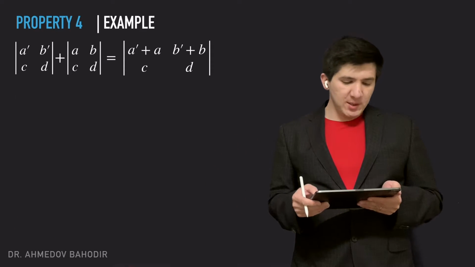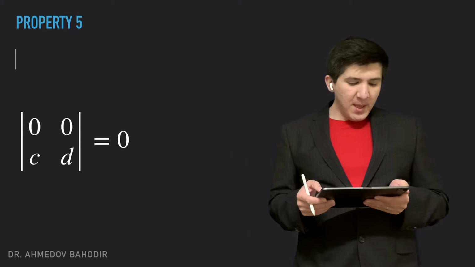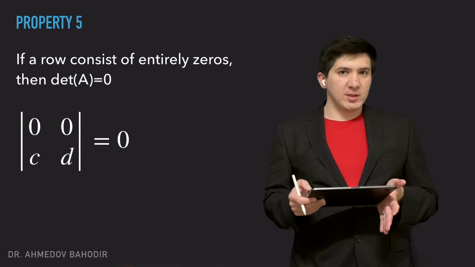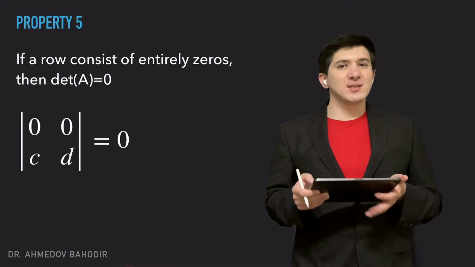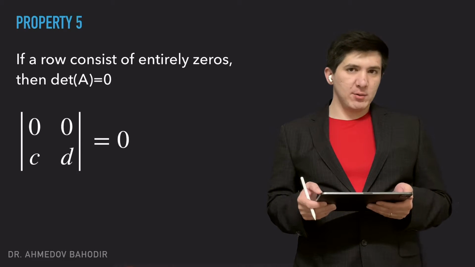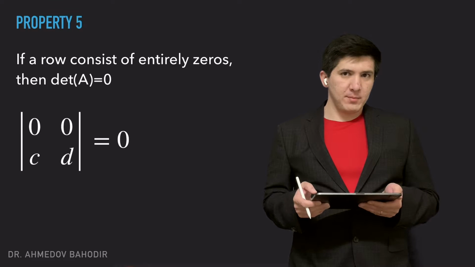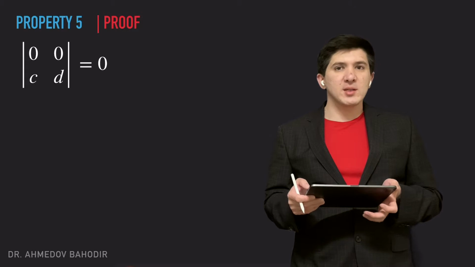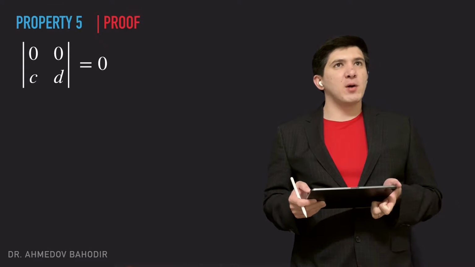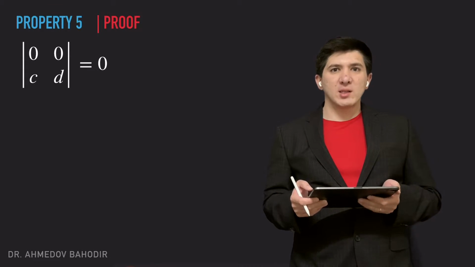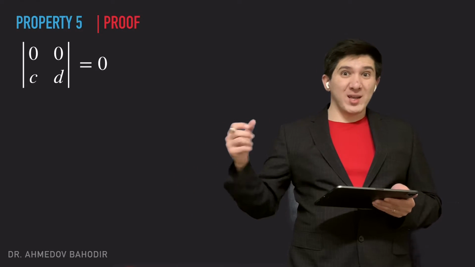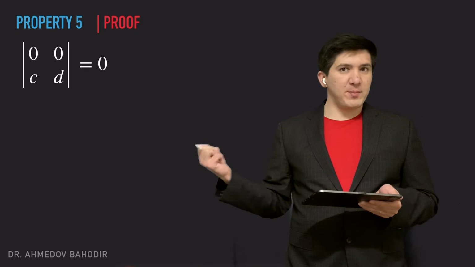So you see, it's a really strange property, but it helps us a lot to build our next property, which is property number 5. It tells you that if one of the rows of your matrix consists entirely of zeros, then the determinant is equal to 0. And again, we can try to prove this using one of the properties which we had. I think it was property number 3, when we multiply a constant to the determinant.